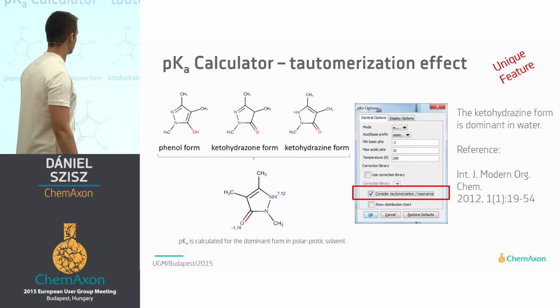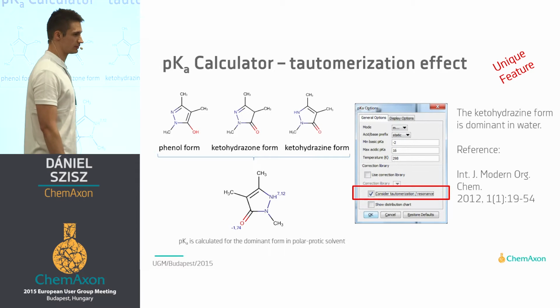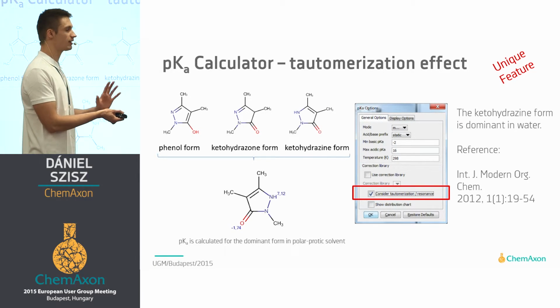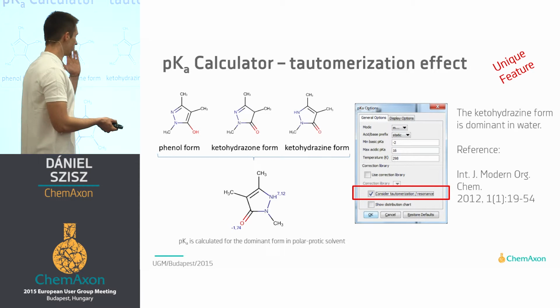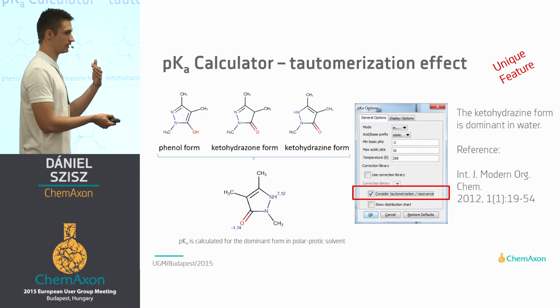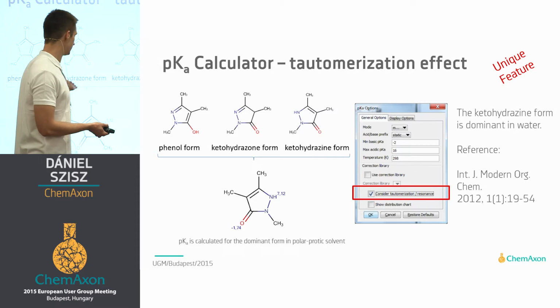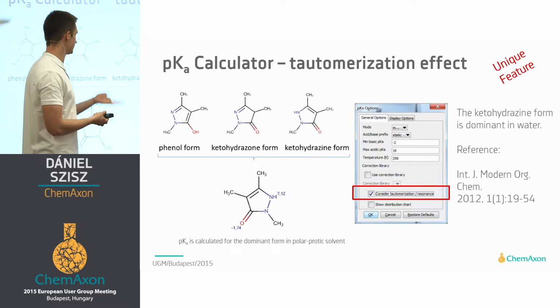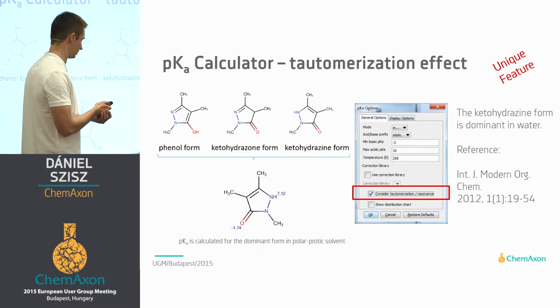And another unique, not new, but unique feature is the tautomerization and the resonance effect. This means that regardless of which tautomer form the user puts in for calculation, we consistently always calculate the pKa for the dominant tautomer form in that given solvent. In this example, it's the ketohydrazine form, which is the dominant tautomer form in water.